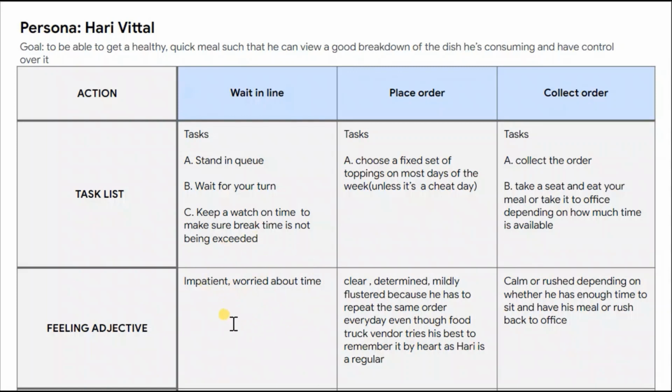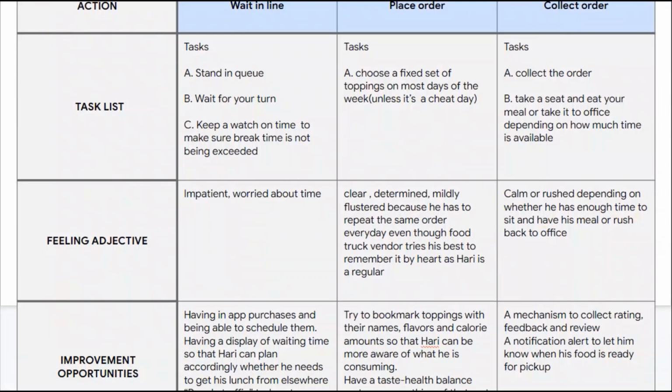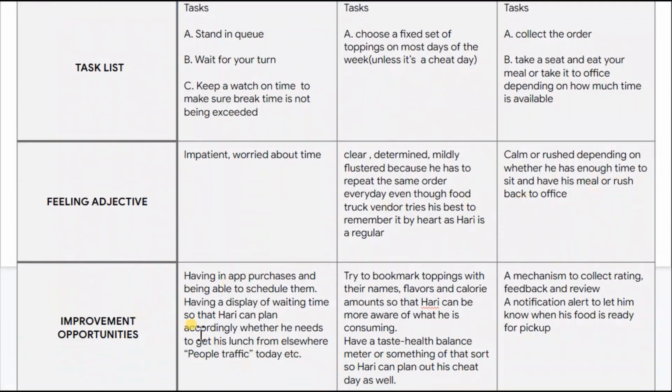In addition to his frustrations and pain points here, he also faces frustrations and pain points in placing an order, mainly due to the fact that Hari really doesn't experiment much. He has a bunch of specific customizations that he always chooses because that fits his diet. And he wished there was a way to be able to place this order without having to repeat the same thing every day.